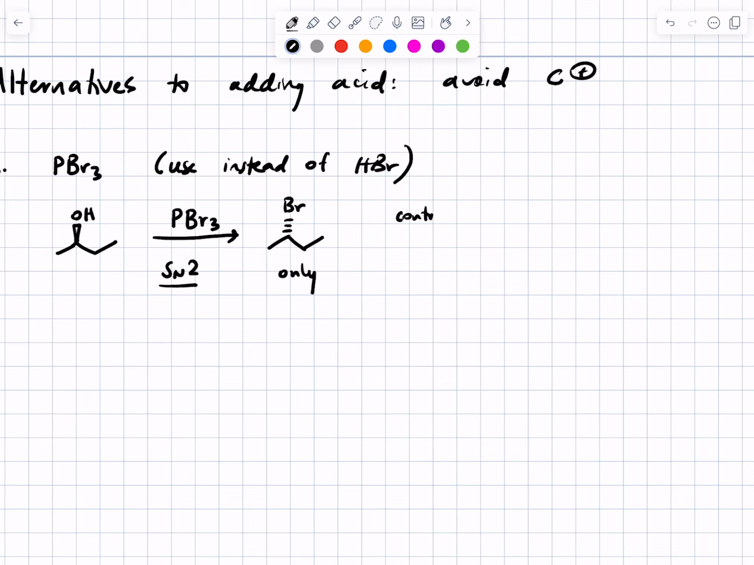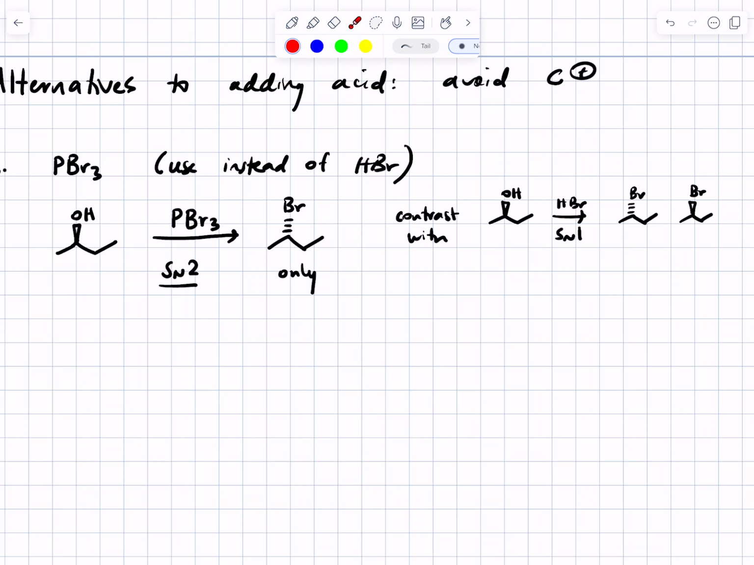And I want you in your mind to contrast this with what we did last time, which was if you take this chiral enantiopure alcohol and use HBr, the mechanism is going to be SN1 such that you get both configurations of the stereocenter. Okay, so this is synthetically useful in the sense that you can avoid starting with a chiral starting material and getting racemic products. If you use PBr3, you only get the desired enantiomer.